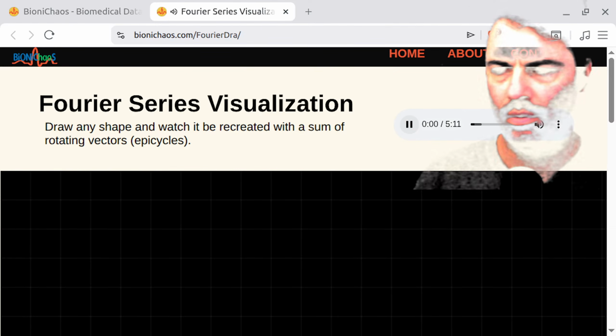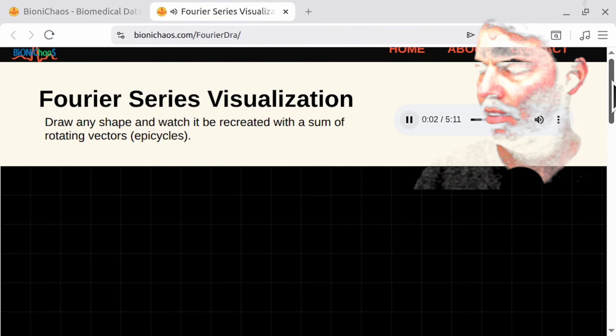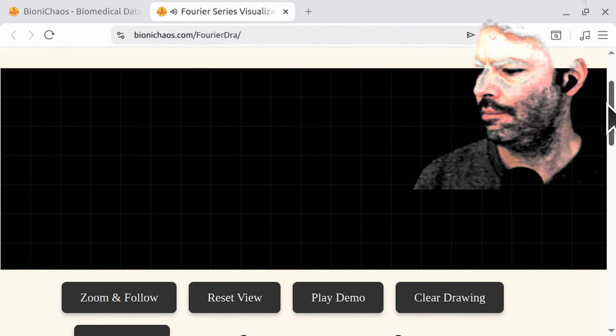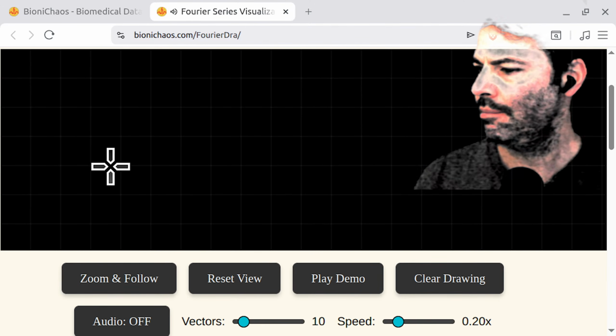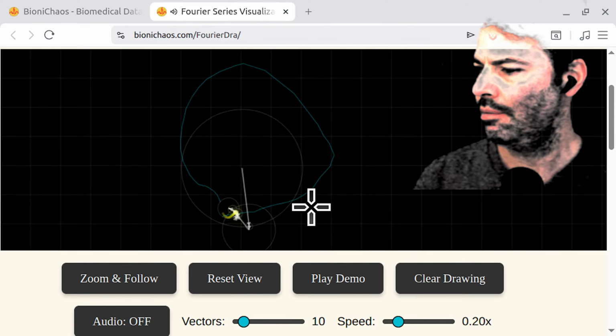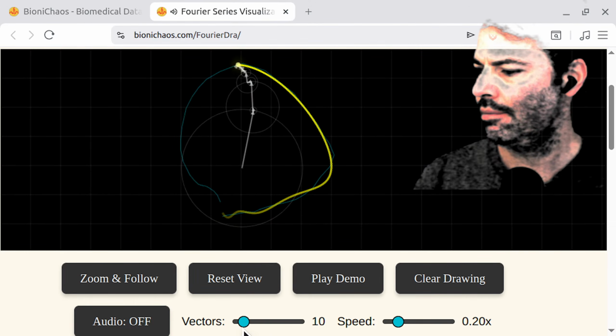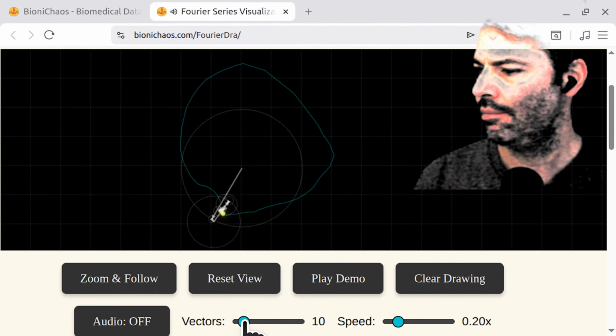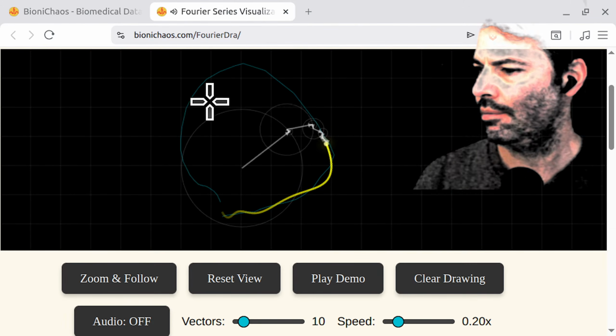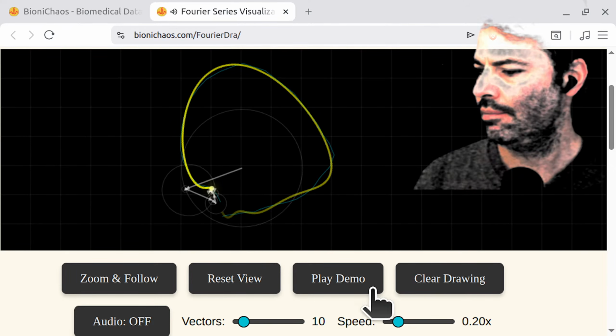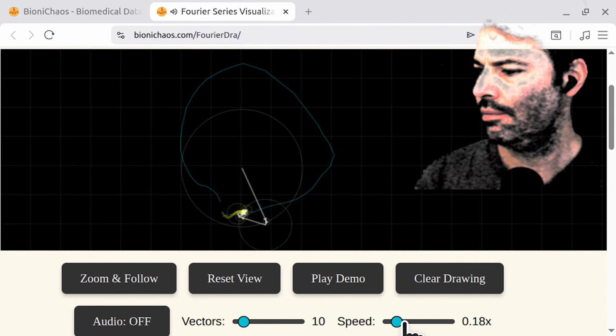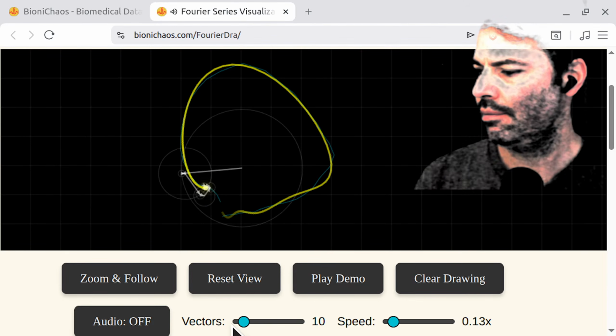Okay, so picture this. You draw basically any shape you can think of. Could be a circle, or something way more complex, like, I don't know, a treble clef. Or even Homer Simpson, apparently. And then you just watch as it gets perfectly redrawn, almost like magic, just by these simple spinning circles. So today, that's what we're diving into, Fourier series visualization.